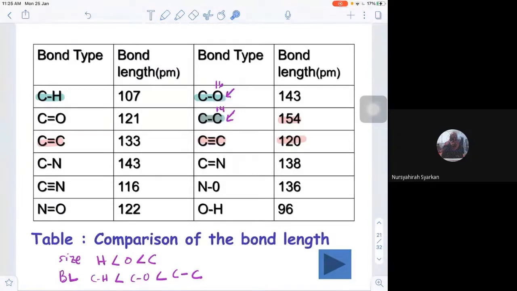Okay, remember the factors that affect the bond length. First, bond order: the higher the bond order, the shorter the length. Second is the size of the bonded atom. The bigger the size of the bonded atom, the longer the bond will be.